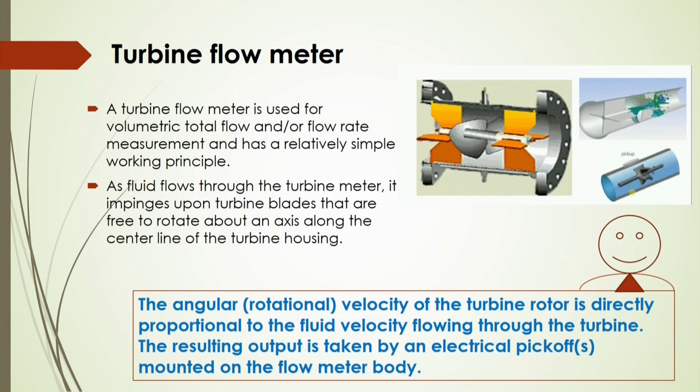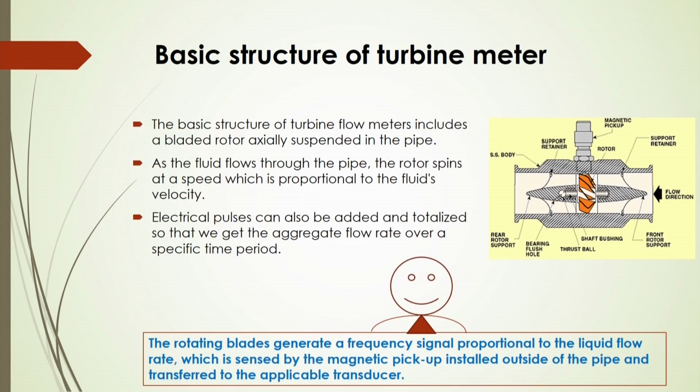and this is proportional to the angular velocity, from which you will be able to calculate the flow rate, because that fluid velocity will give you the flow rate just by multiplying by the cross sectional area of the pipe. And also you have to know what the basic structure of the turbine meter is.